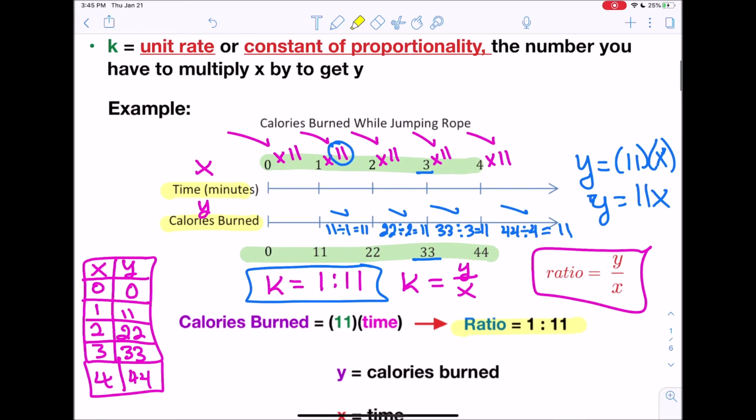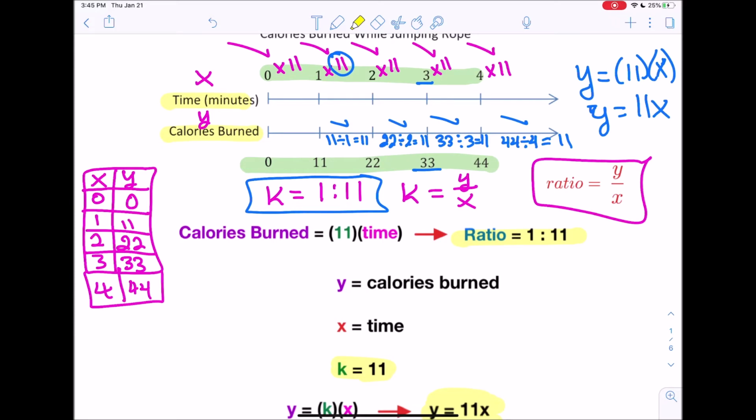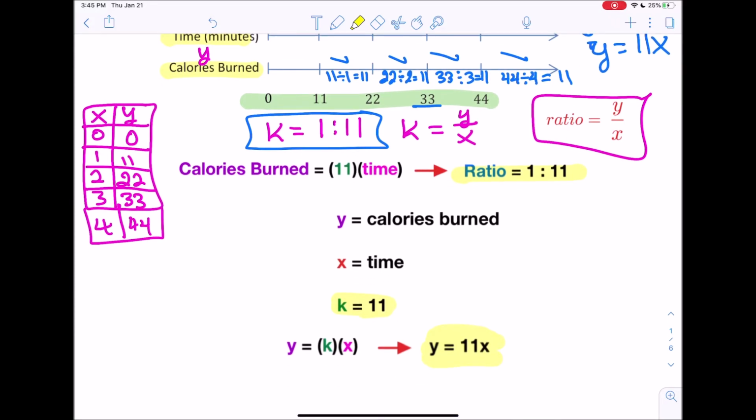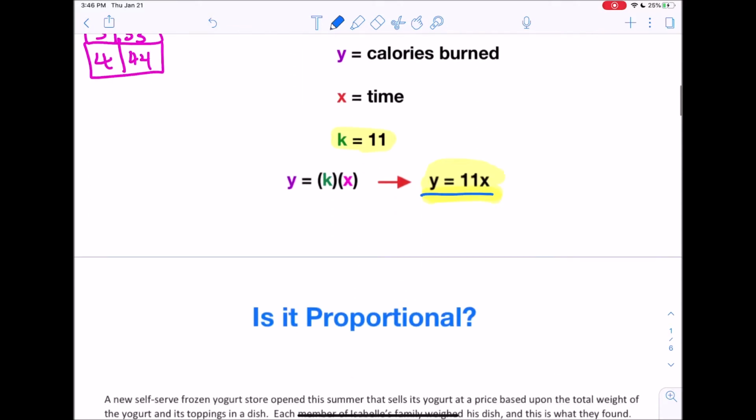We went from 0 minutes to 1 minute to 2 minutes to 3 minutes to 4 minutes. The minutes kept going up and the calories burned kept changing and going up. So we just write it as y and x. It's that 11, that unit rate, that stays constant. So we can write the 11 in there. Okay, let's move on to the next example.